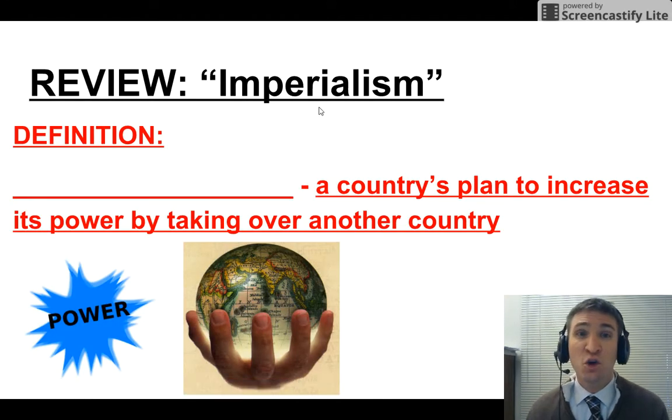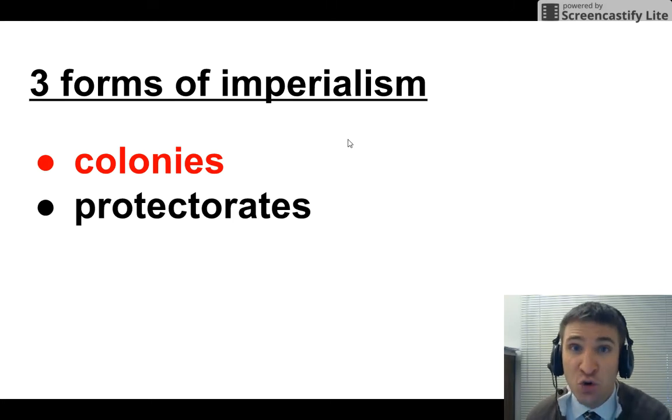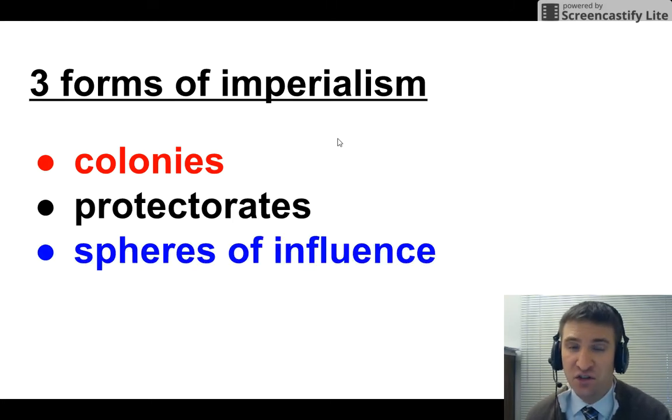Let's review what is imperialism. Please write down the definition. Imperialism is a country's plan to increase its power by taking over another country. It's about power. It's about taking over. 3 forms of imperialism. Number 1, colonies. Number 2, protectorates. Number 3, spheres of influence.